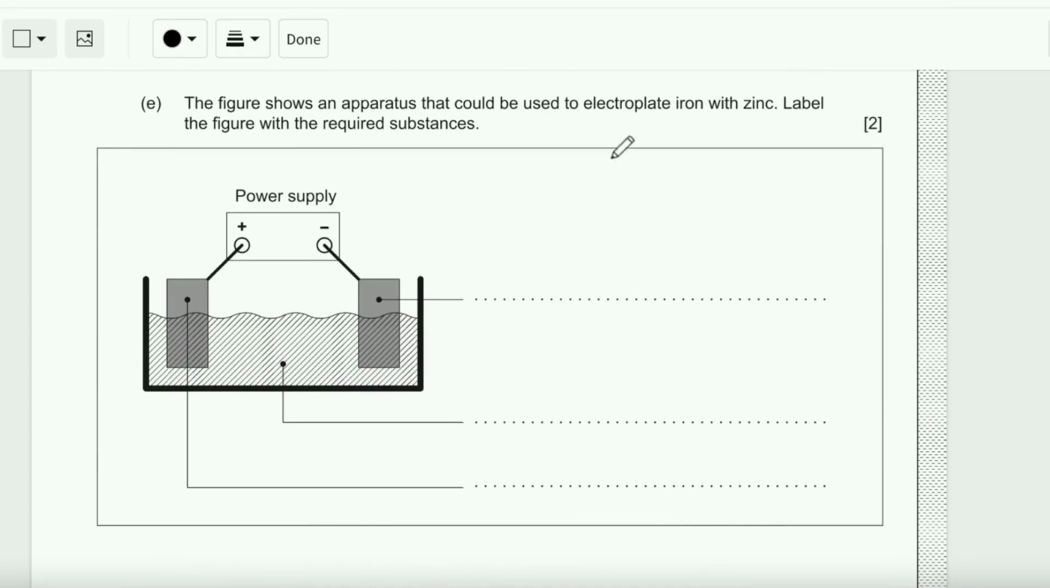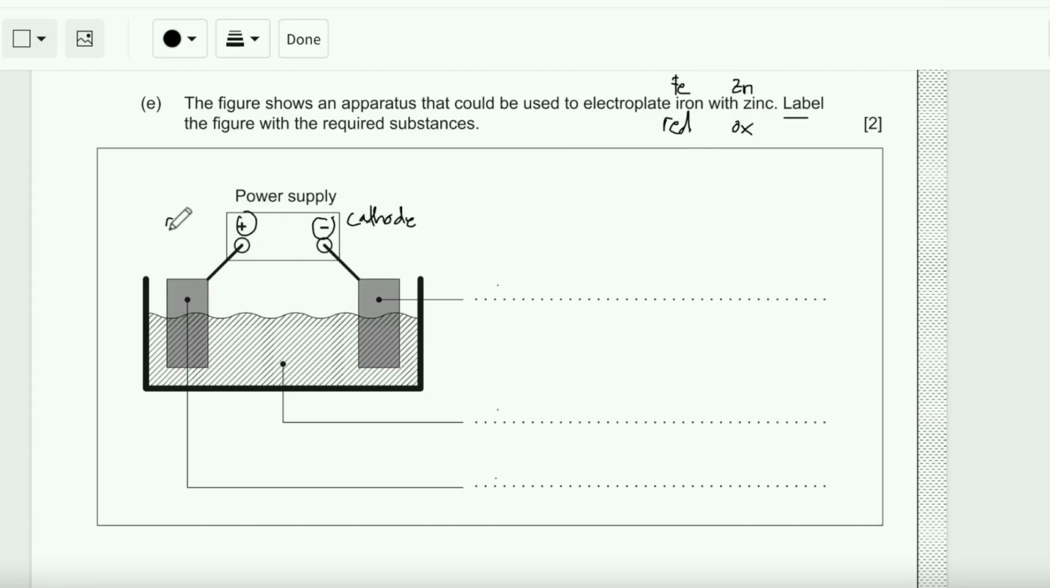The figure shows an apparatus that could be used to electroplate iron with zinc. Label the figure with the required substances. You just need to label this 1 to 3. Okay, Fe and Zn. Zn is more reactive. Thus, Zn is oxidation, Fe is reduction.